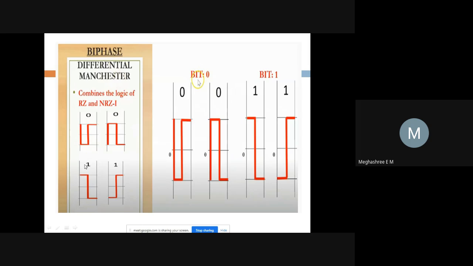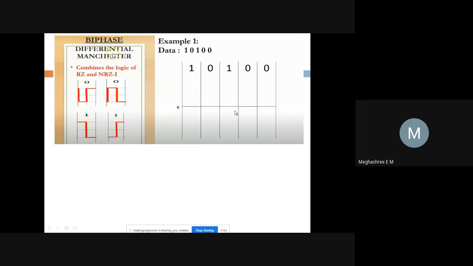Let's consider when the given data bit is 1. Then when there is 1, there should be a transition, right? If it is on the negative side, it has to move to the positive side. If it is on the positive side, it has to move to the negative side. And another rule is there should be a transition in the middle of the bit. That is why it is represented here. So now we'll solve one problem, then you will understand it better. Okay, so now the given data is what?